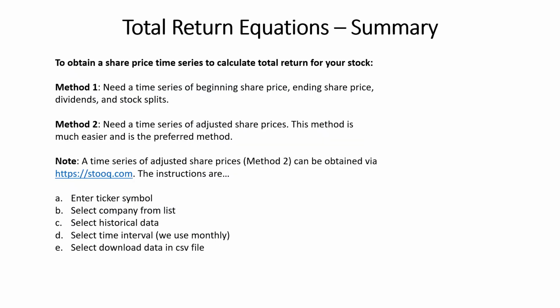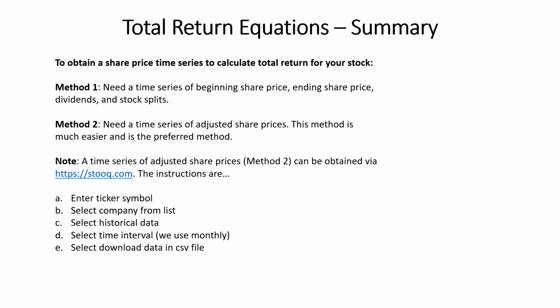So to summarize what we've done in the previous slides, what we want to do is get a time series of share prices over the stock's history in order to calculate total return for our stock. And we defined two methods, method 1 and method 2. Method 1 was the hard way. Method 2 was the easy way. In method 1, we need a time series of beginning share price, ending share price, dividends, and stock splits in order to calculate total return. But in method 2, we just need a time series of adjusted share prices. That's all we need. This method is much easier and is the preferred method.